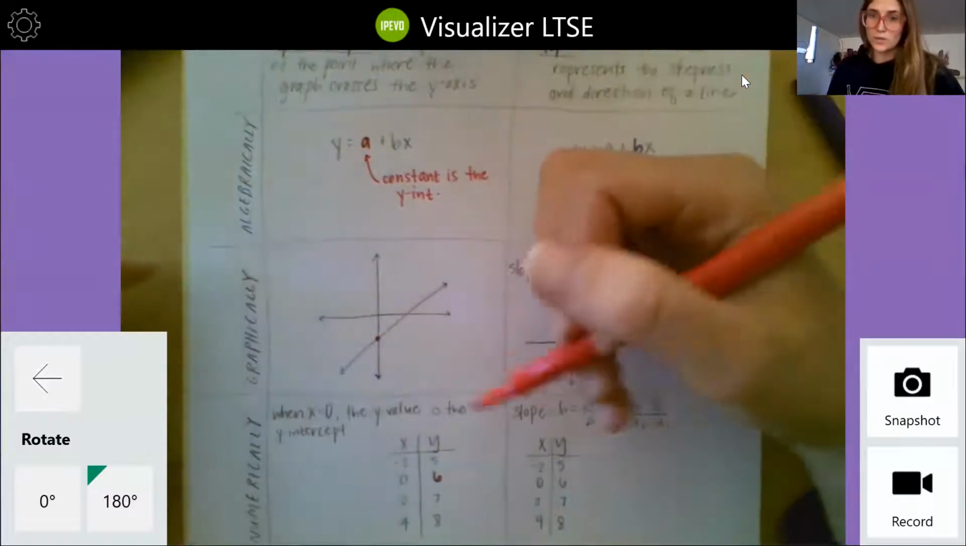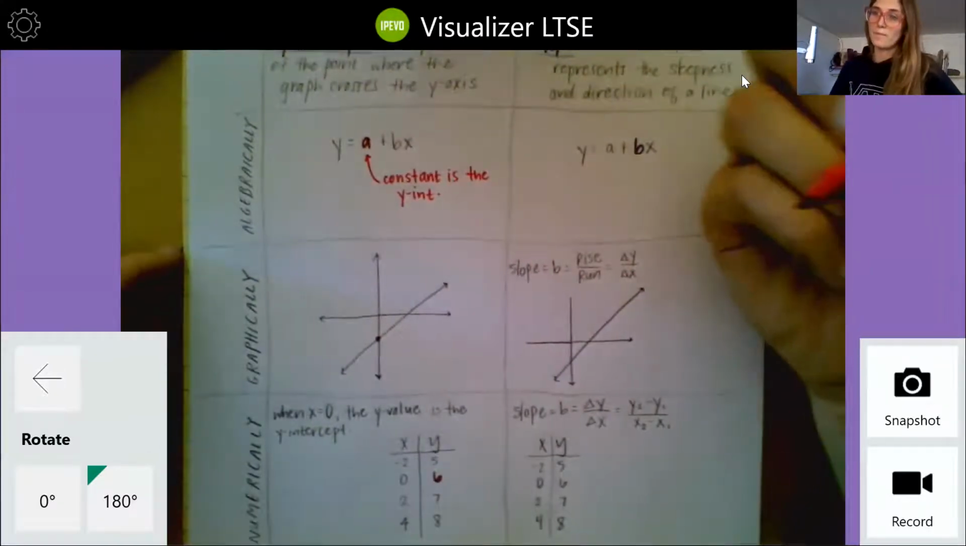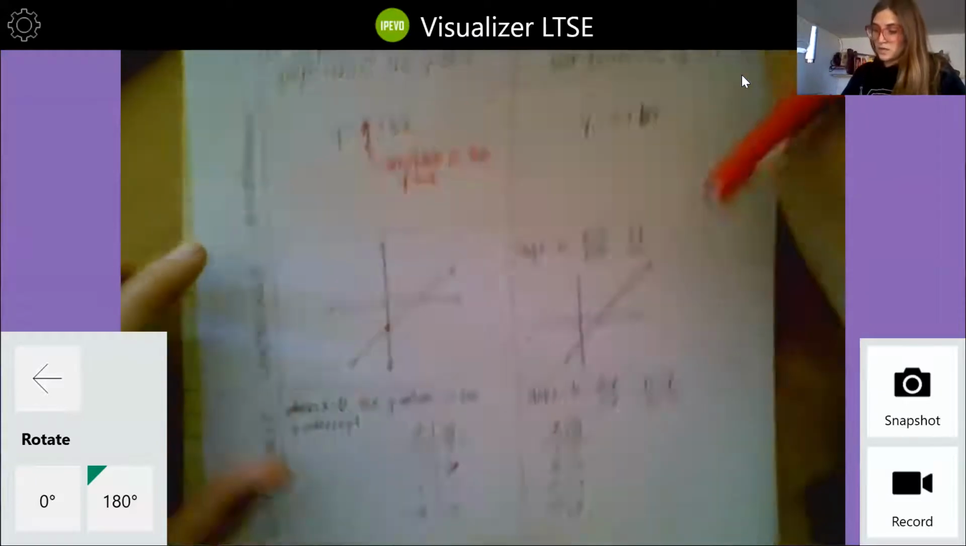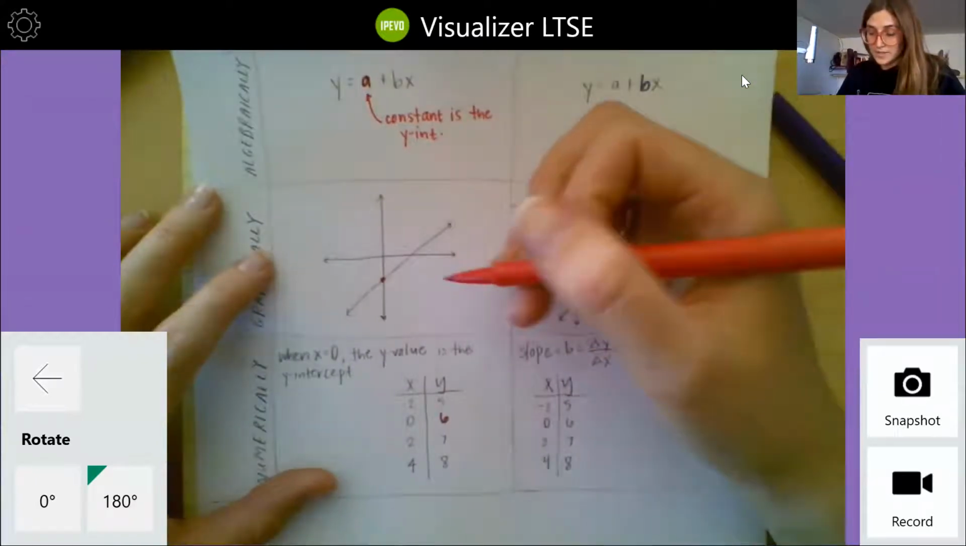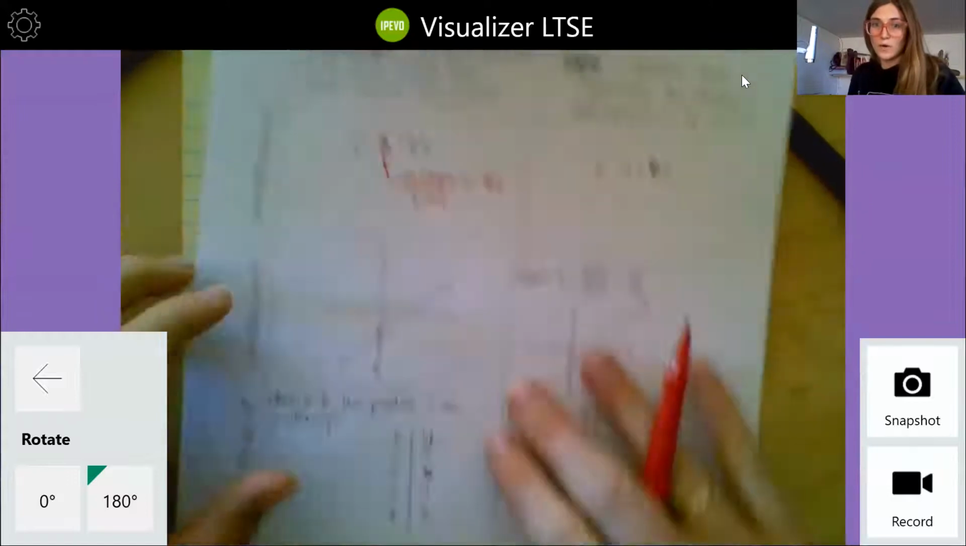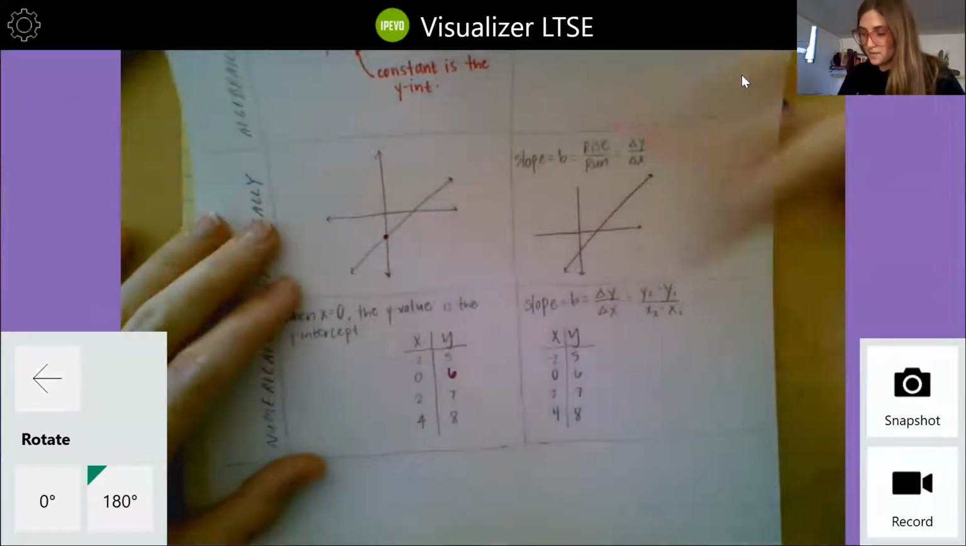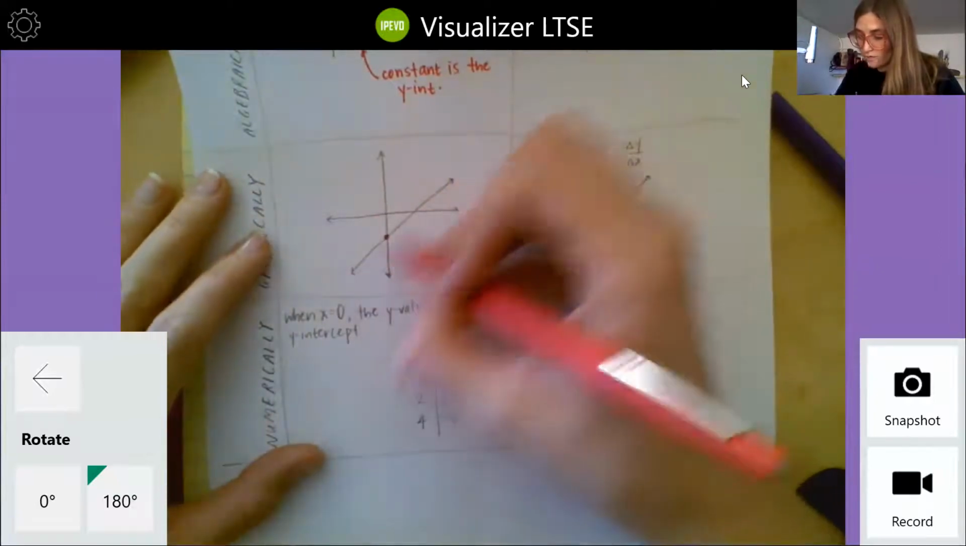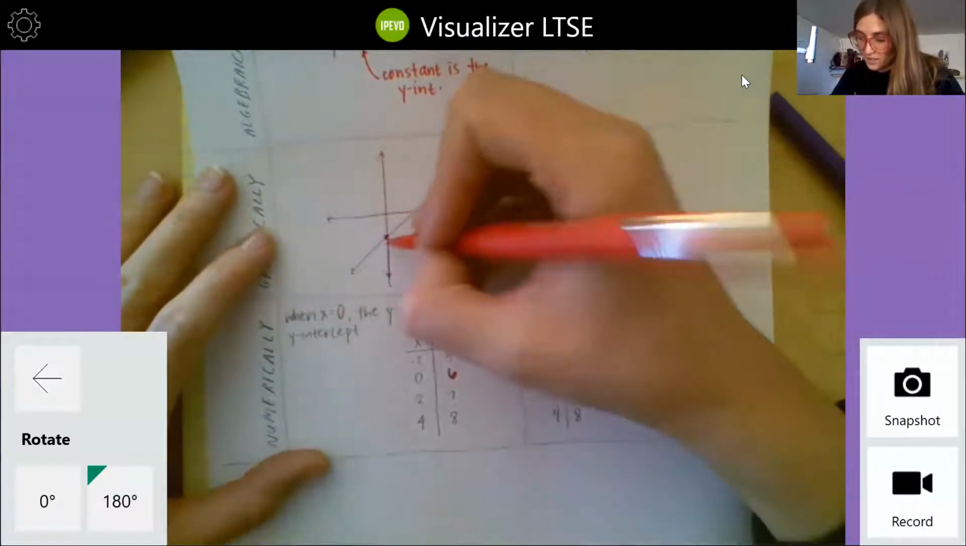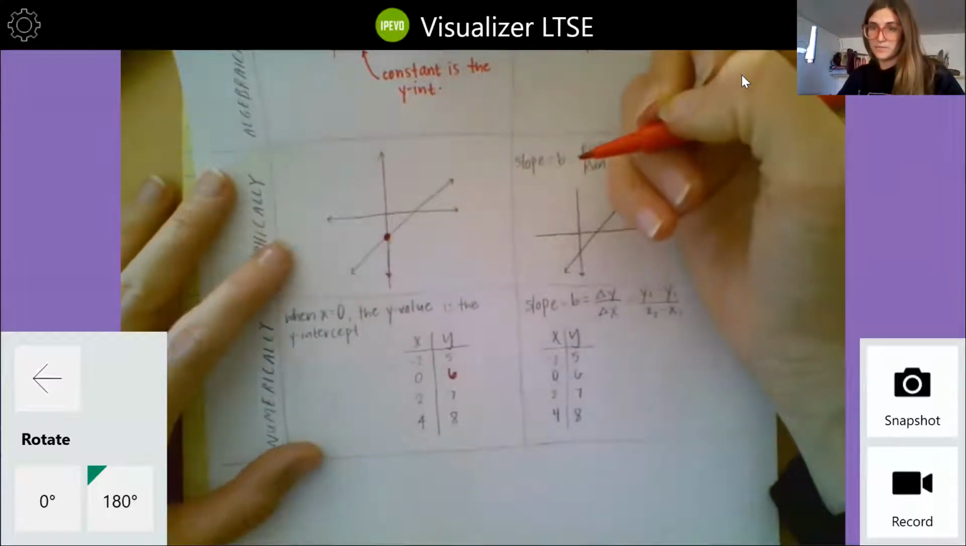So now let's take a look at the graph. How does the y-intercept show up on a graph? The y-intercept is, again, the y-coordinate of the point where the graph crosses the y-axis. So where does this graph cross the y-axis? It crosses it right there.